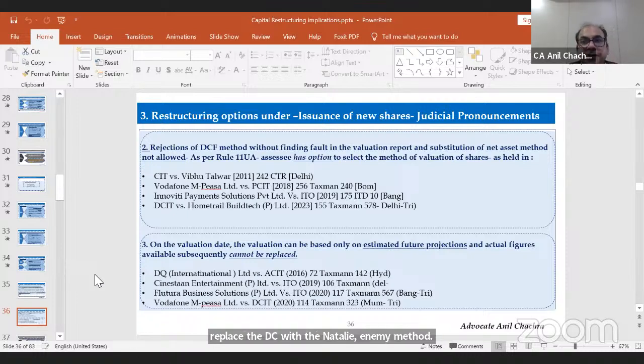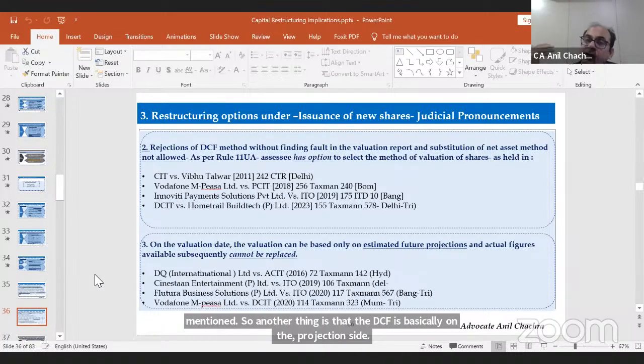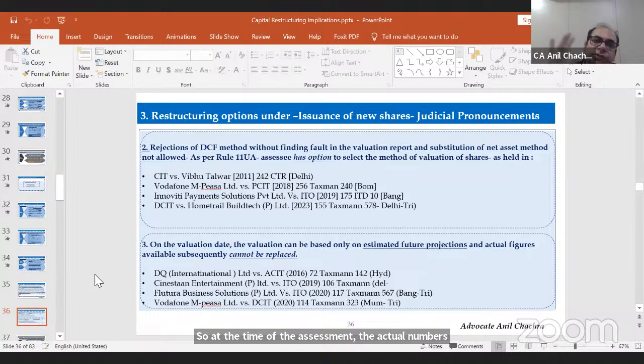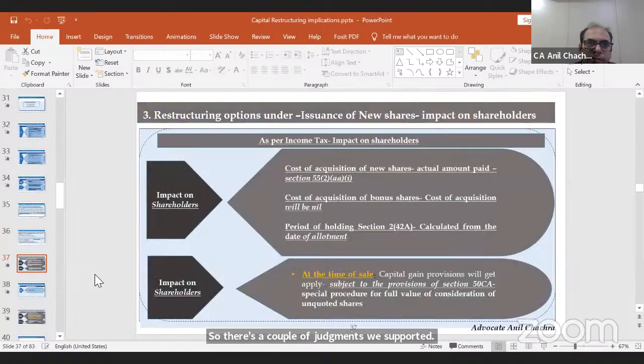The other thing is that the DCF is basically on the projection side. So at the time of the assessment, the actual numbers will be available, and the AO has no right to substitute the actual numbers with the forecasted numbers. So it's not rocket science for the valuation per se. Whatever forecasting numbers have been taken, we have to rely on that, and we can't replace them with the actual numbers at the time of assessment. There are a couple of judgments that support this school of thought.